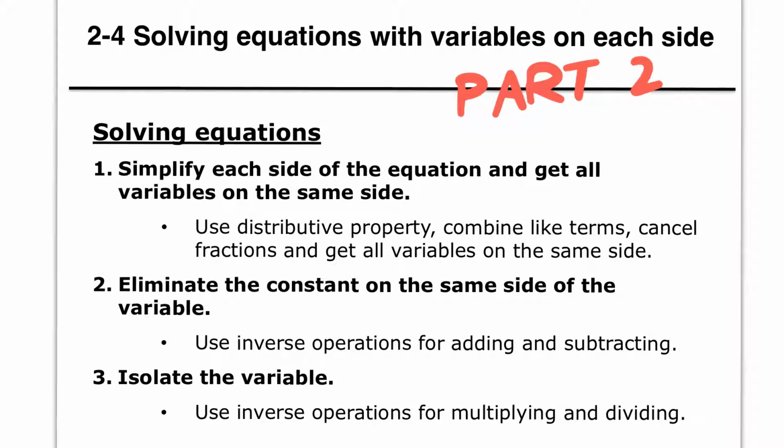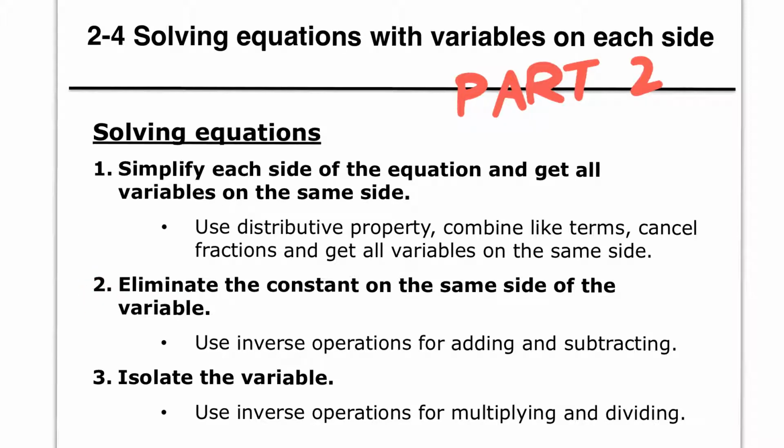Well, maybe we're going to have to use the distributive property. Maybe we're going to have to combine like terms. Maybe we're going to have to cancel fractions, and maybe we have to get all the variables on the same side. For this video, we are going to do all that so you know how to simplify each side of the equation. After you finish that step, you move on to step number 2.